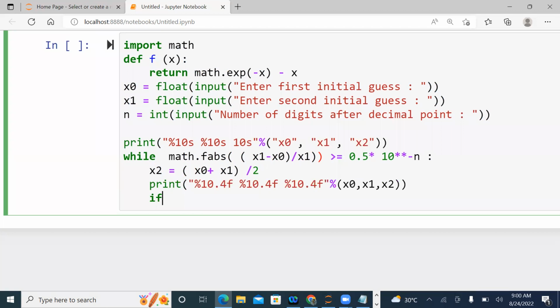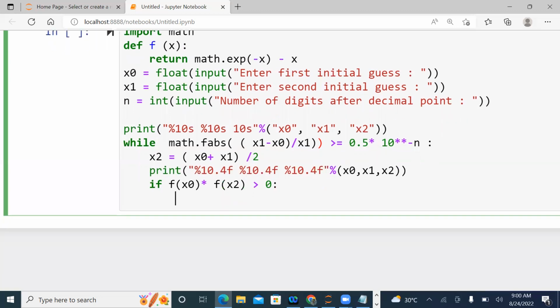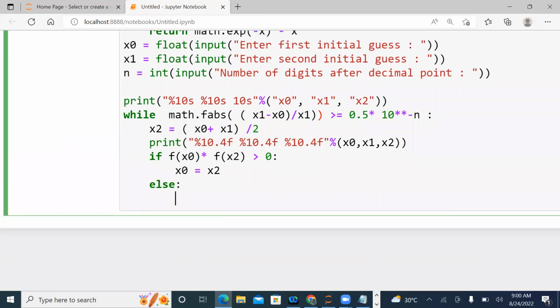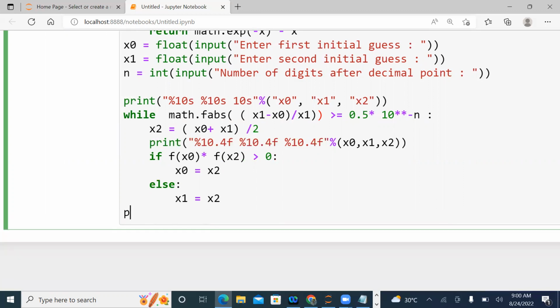Next, if f of x0 into f of x2 is greater than 0, then both are on the same side. So which one is closer to the root? x2 is closer, so replace x0 with x2. If they are on opposite sides, then x2 is closer to the root than x1, so replace x1 with x2. That's it. Finally, we can print the root, either x0 or x1 or x2, with 4 positions after the decimal point. Let us print, say, x0.